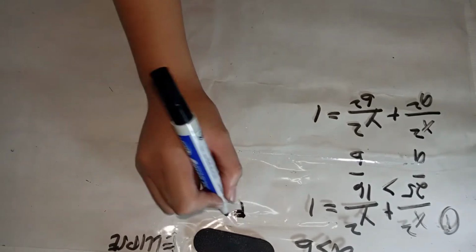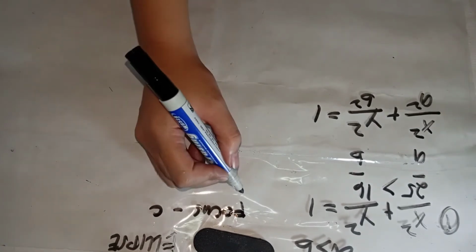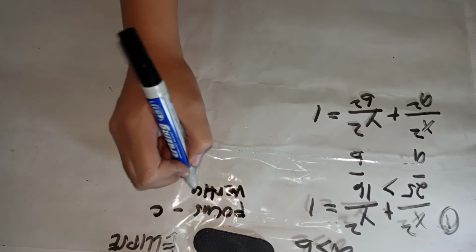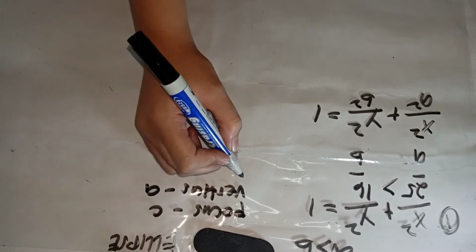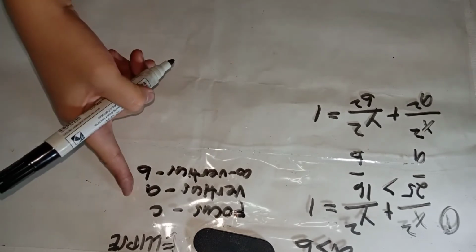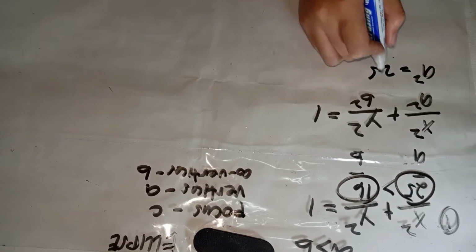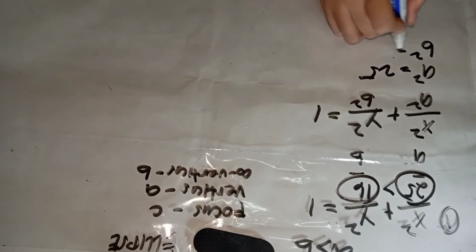yung focus is represented as c. The vertices are called a, and for the co-vertices, it is b. This one is the minor, this one is the major, and this one is the foci. Okay? So we already have the value of a squared and b squared. So a squared is equal to 25. For the b squared is equal to 16. So c squared na lang po yung hahanapin.